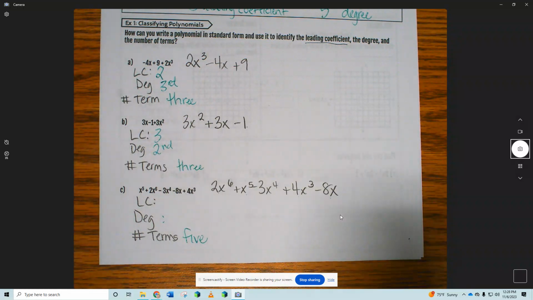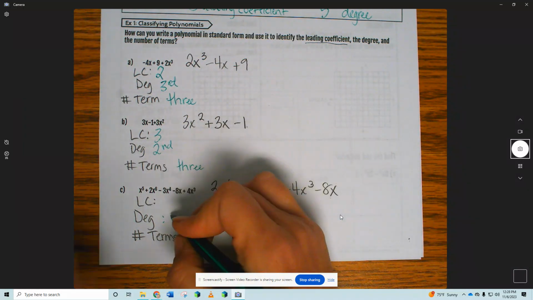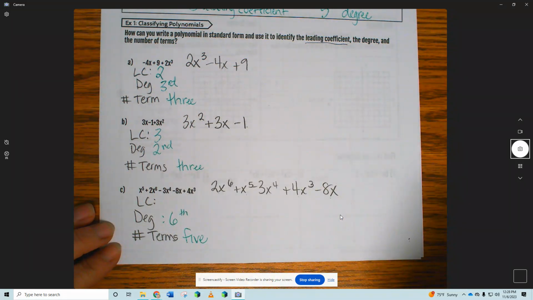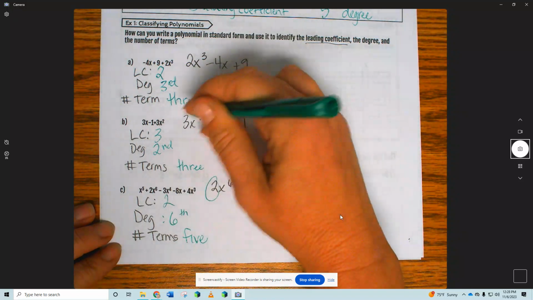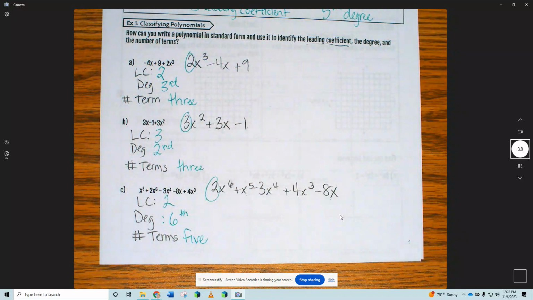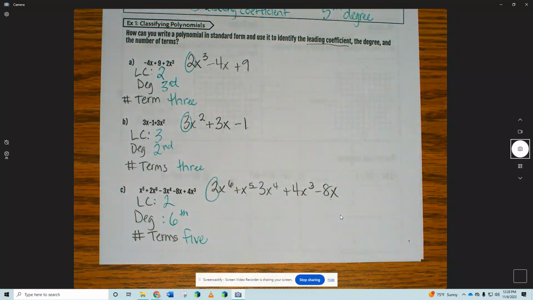The degree is what degree? 6th. And my leading coefficient is? 2. Circling it's good. Seem fine? Doable?